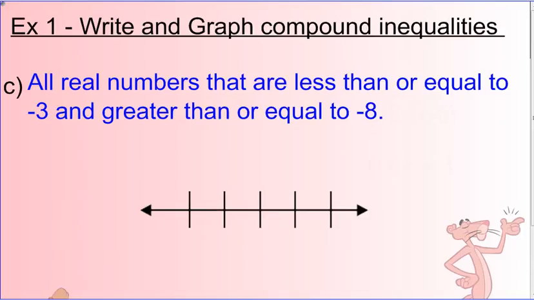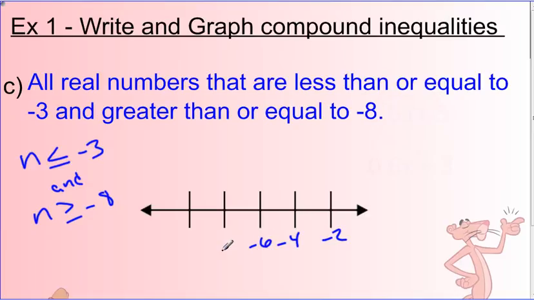Okay, it says all real numbers that are, so numbers that are less than or equal to -3, and numbers that are greater than or equal to -8. Okay, I'm thinking about my scale. I'm thinking counting by 2's: -2, -4, -6, -8, -10. That'll work. Remember, these numbers down this way are getting smaller.